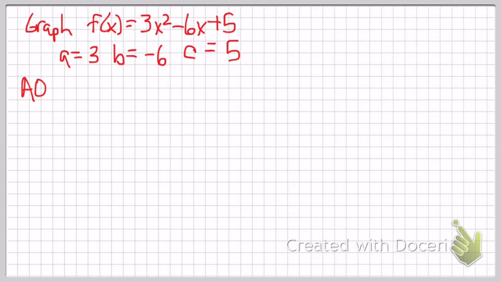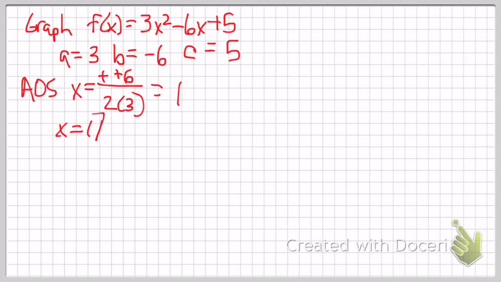So what we need to do is find the axis of symmetry first. Axis of symmetry, we know it's x equals negative b over 2a. If b is negative 6, it's going to be a positive 6 over 2 times 3, which gives us 6 over 6, or 1. Ooh, I like that. So our axis of symmetry is at x equals 1.